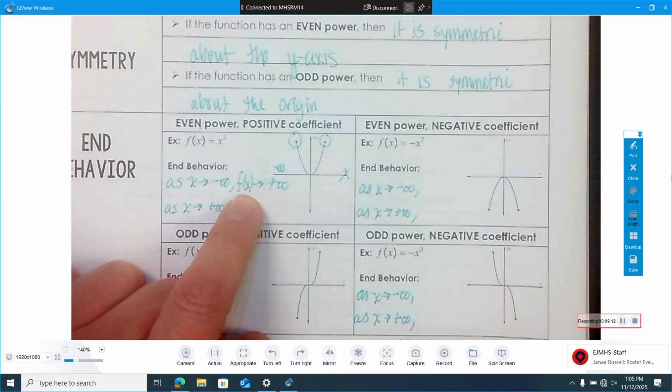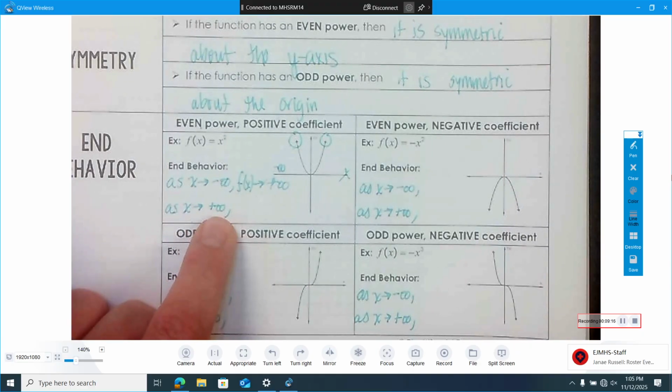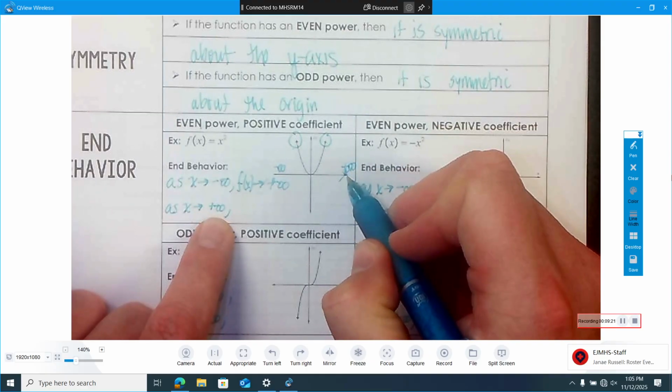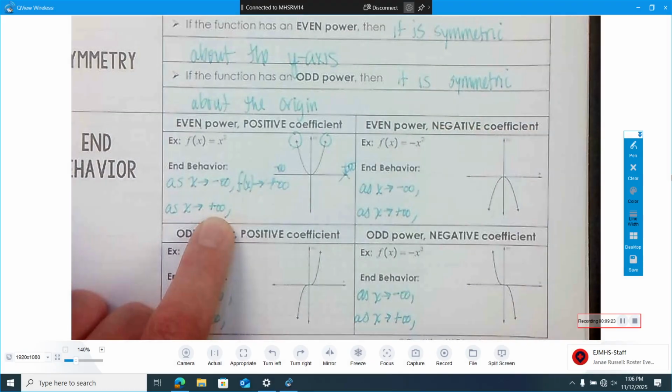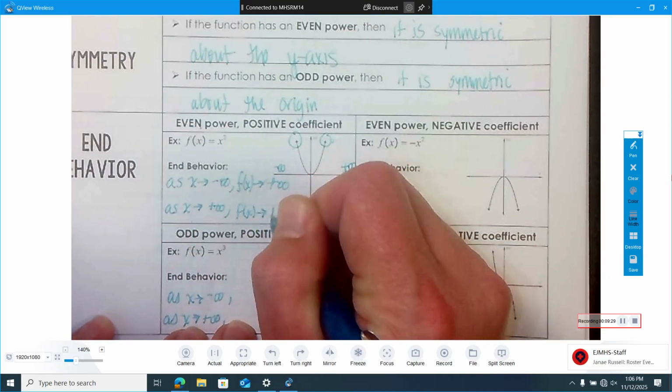f of x is just fancy for y. As x goes to positive infinity, so that's the right side of the graph. Over here on the right side where x's are very, very large, what does the y value do? Yeah, it's going up to positive infinity. So f of x is going to positive infinity.